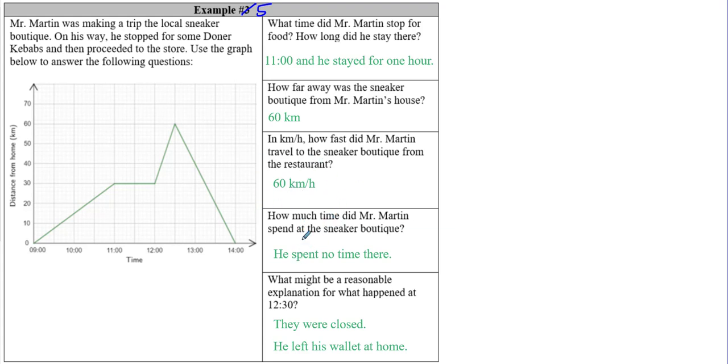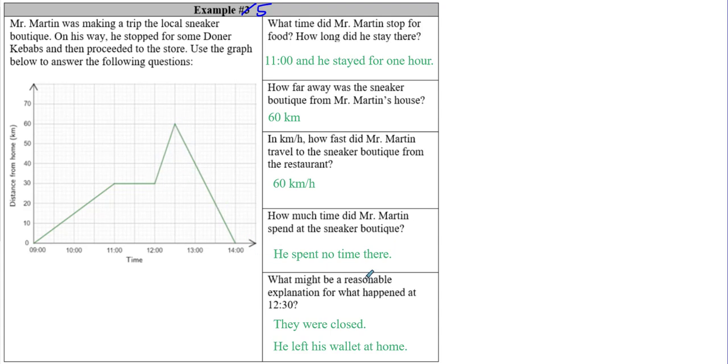How much time did Mr. Martin spend at the sneaker boutique? Well, he got there and then he immediately turned around. So he actually spent no time there, maybe a millisecond if you really want to be picky. But the way that the graph indicates, it looks like he got there and then he immediately turned around.